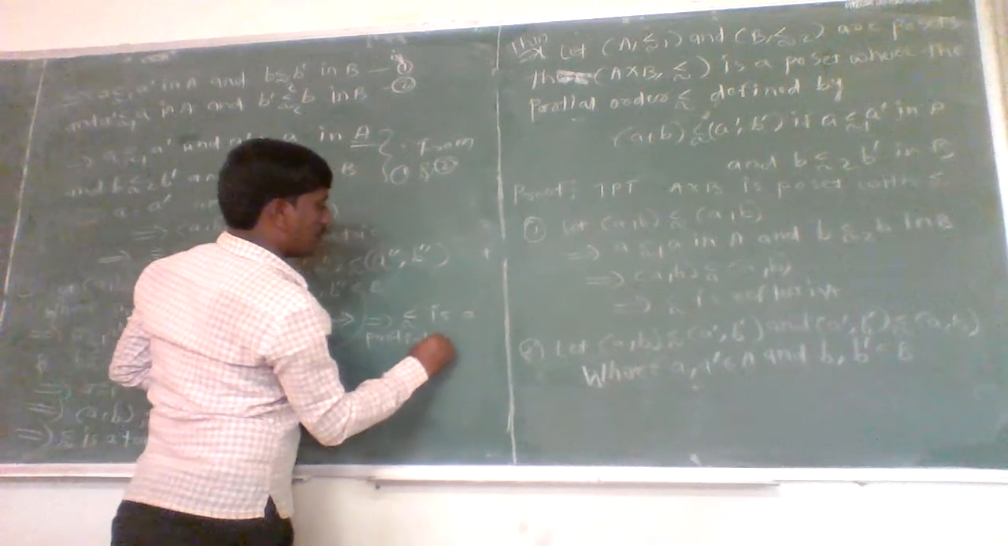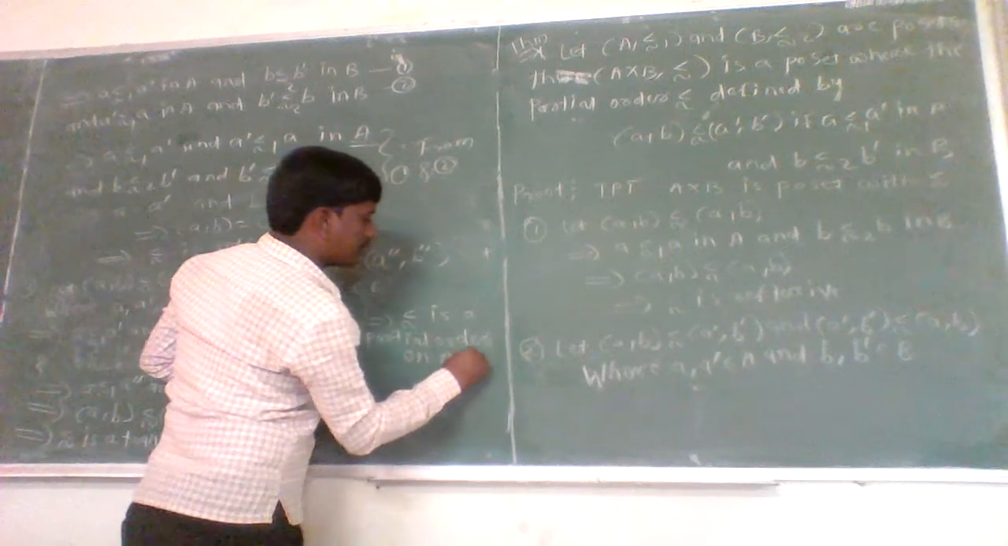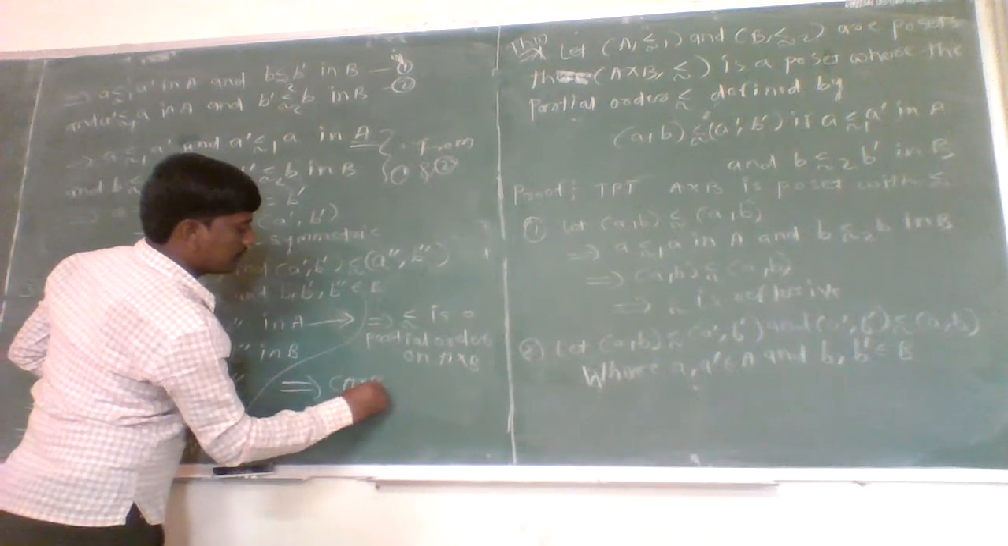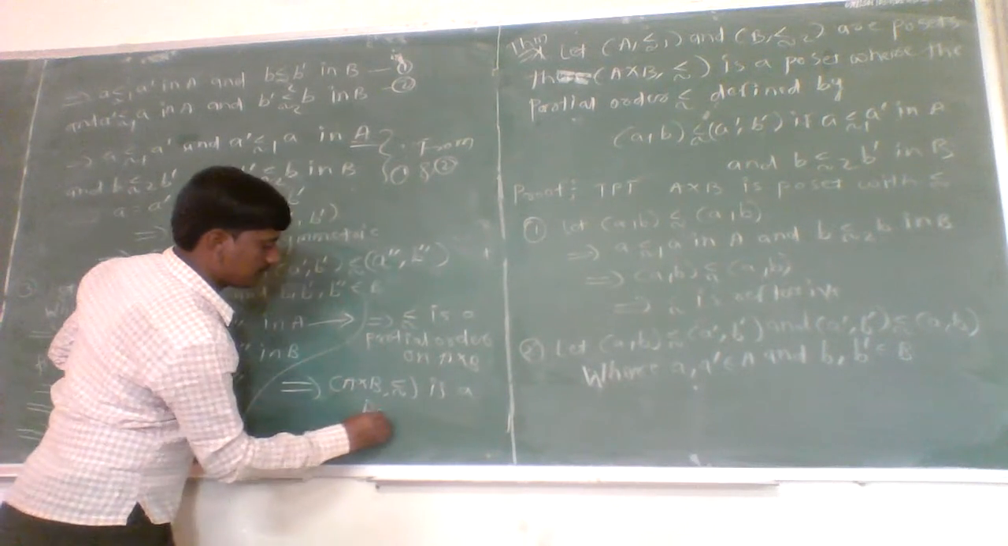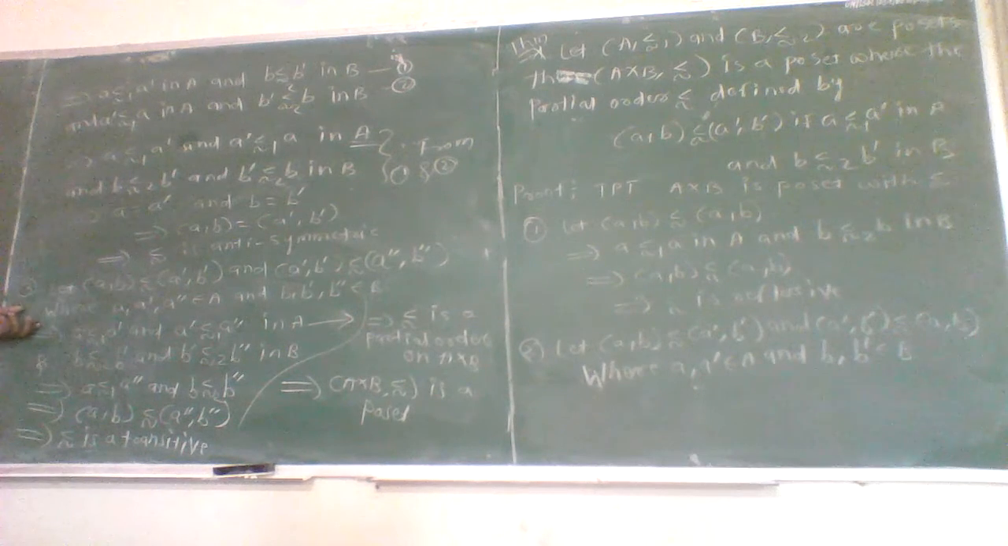As it is a partial order on the Cartesian product A cross B, which implies A cross B with this relation is a poset. Okay, and which is the required result.